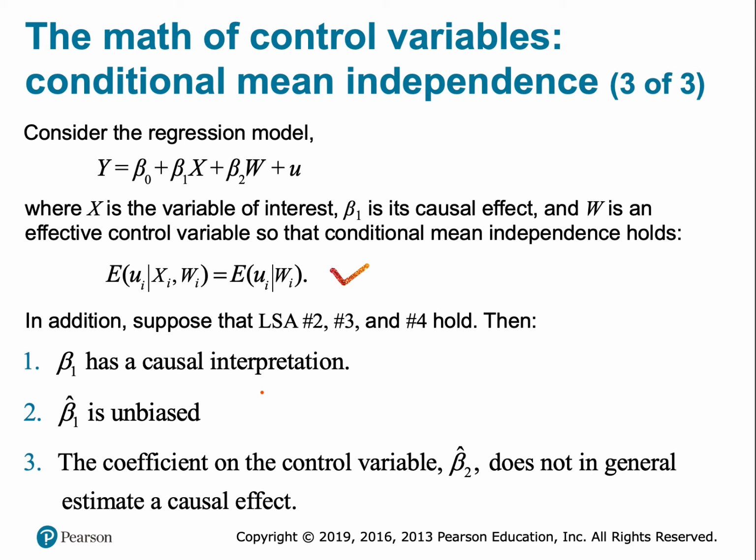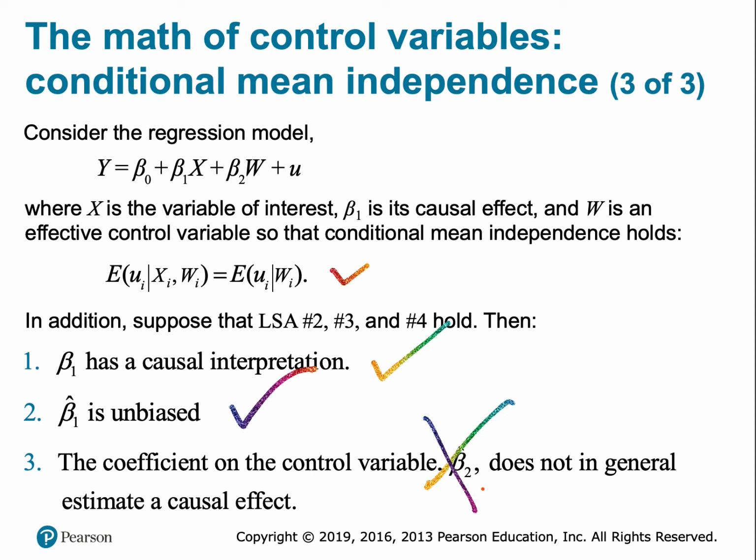In addition, we're going to suppose that least squares assumptions number 2, 3, and 4 hold. Then beta 1 has a causal interpretation. Beta 1 hat is unbiased. The coefficient on the control variable, however, will not estimate a causal effect. We will not look at beta 2 and think, okay, if we change w by 1 unit, that'll give us so much of a change in y. No, that's not what we're doing with beta 2 hat.